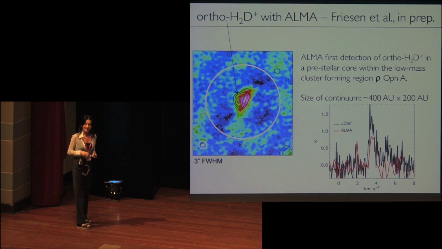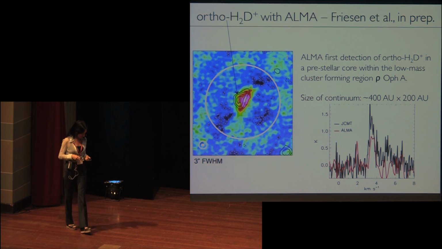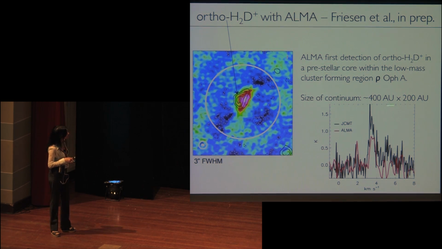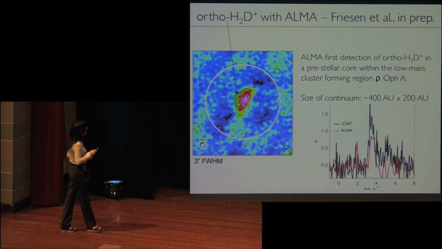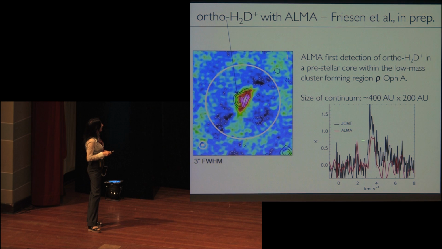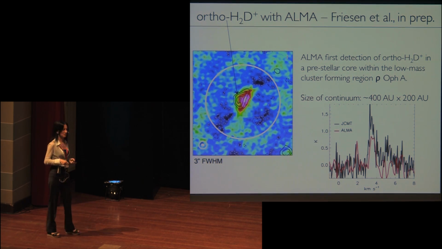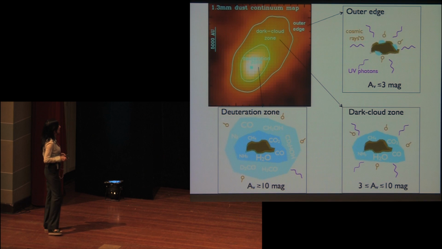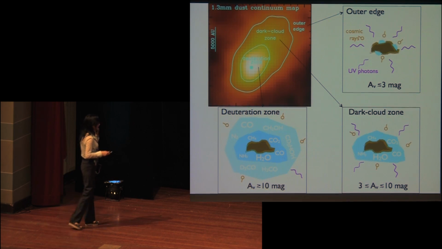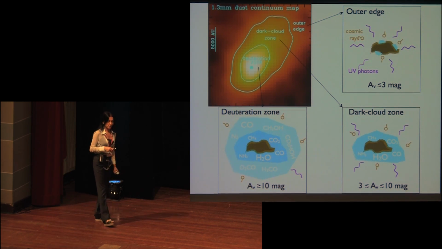Even ALMA can see it, and this is work by Rachel Friesen in preparation, where we actually see a tiny 400 times 200 astronomical units. This is a Prestellar core, and it is work in preparation, so I'll ask Rachel, who should be here, about all the details. Little summary for these Prestellar cores.